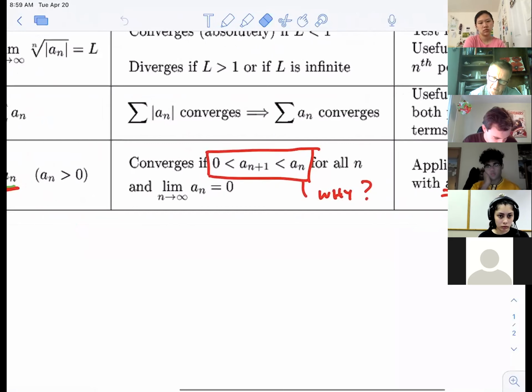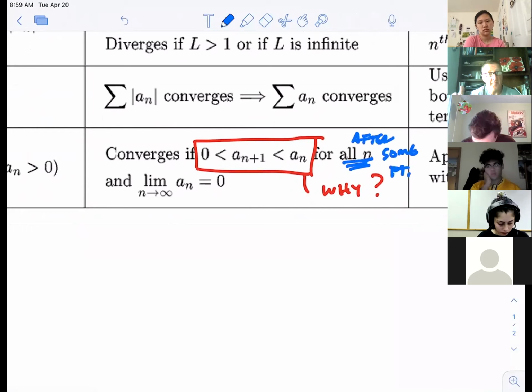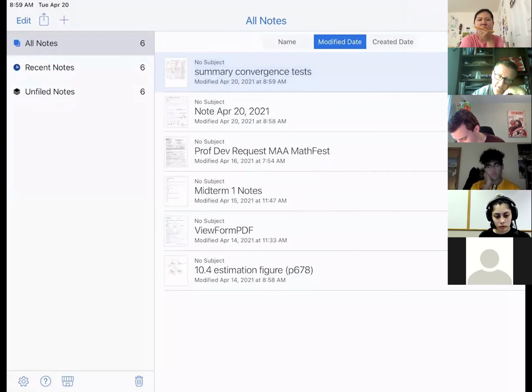Here it actually even contradicts in a sense what the book says, because it says for all n's. In the book it says after, I'll just write it in English, after some point. In other words, in the beginning it could be weird, but after some point it settles into a routine of getting smaller, smaller, smaller, which I think actually makes more sense.